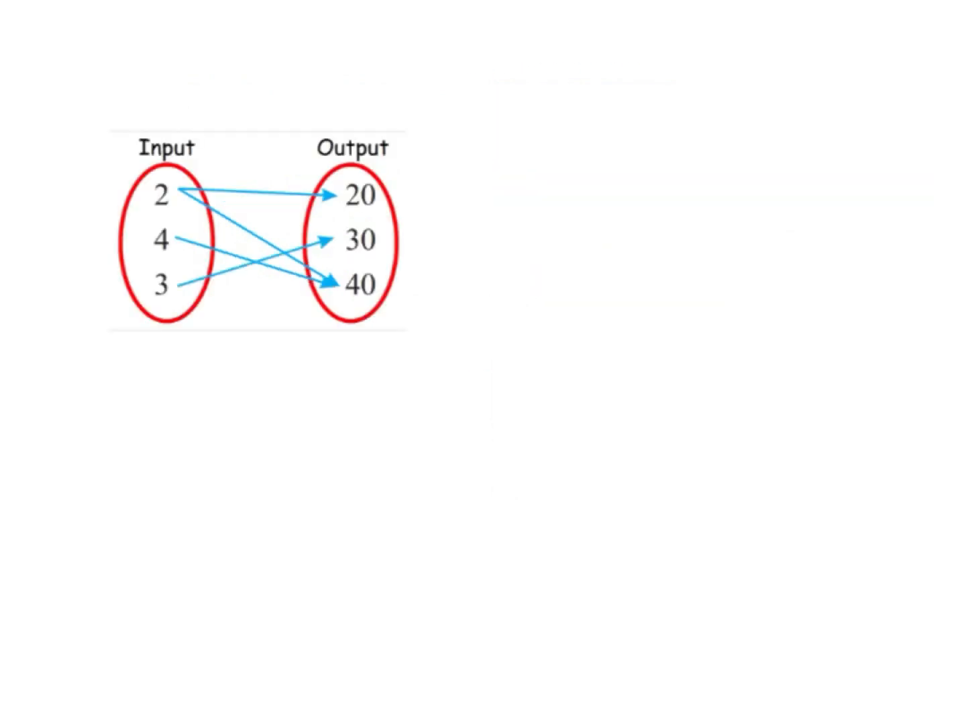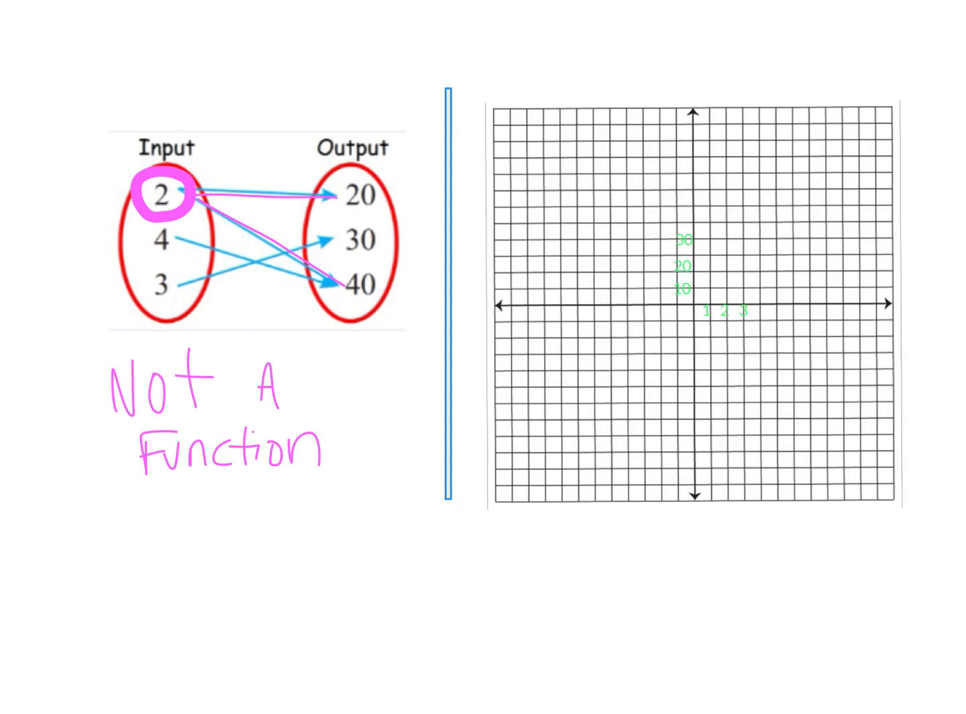Okay, and now checking out the next example, I see here how the 2 is paired with 2 different things. So this one is not going to be a function. I also want to show you that on a graph. Okay, so if I graphed it over 2, up 20, so that would be right here. Over 2, up 40 would be here.